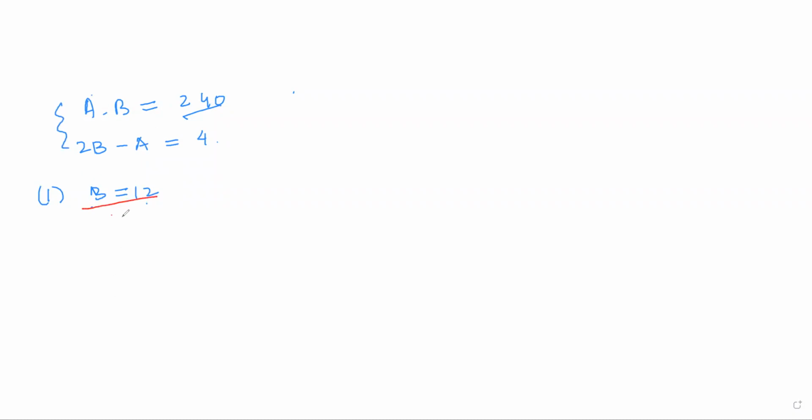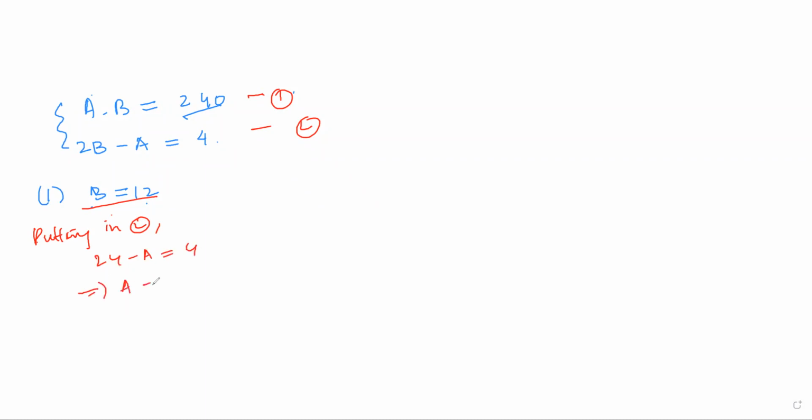B is 12, so we put it in equation 2: 24 minus A is going to be 4.